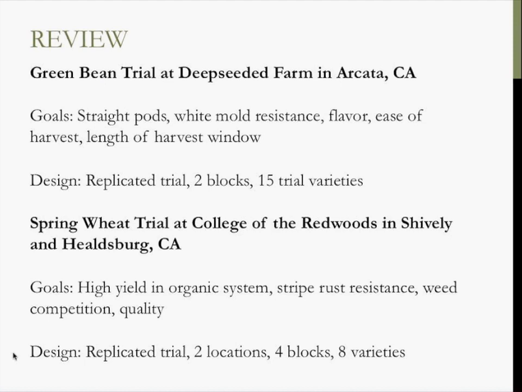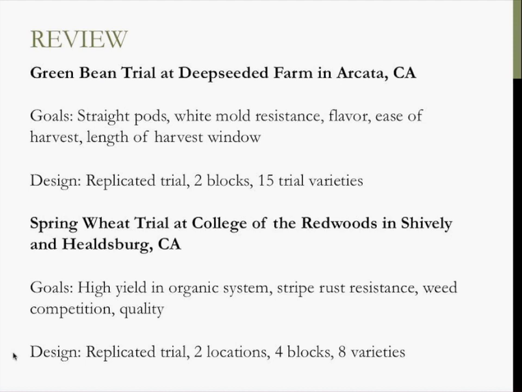And then the design that made the most sense for this farm was to do a replicated trial that had 2 blocks. So you could replicate many different times depending on how much space and how much time you have. But a lot of times people just pick 2 blocks to cover the environmental variation. And so that means that each variety was replicated once within each block, and then there were check varieties also across the blocks, and they looked at 15 trial varieties.